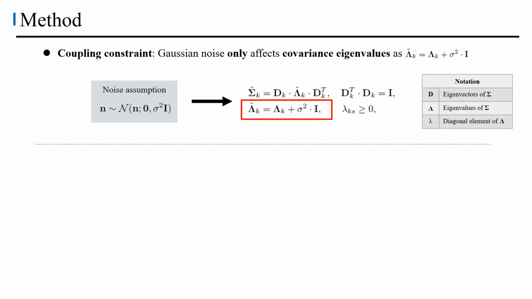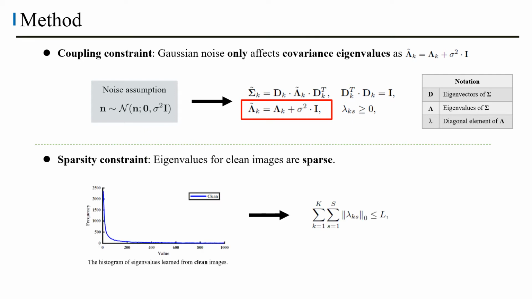Here, we propose two constraints. One is the coupling constraint. This constraint is determined by the noise assumption. When the noise is assumed to be Gaussian noise, it will only affect the eigenvalues. The second constraint is the sparsity constraint. It is based on our study on the statistic property of eigenvalues. As this histogram shows, most of eigenvalues for clean images accumulate around 0. That is to say, they are sparse. So, we adopt a sparsity constraint for eigenvalues.